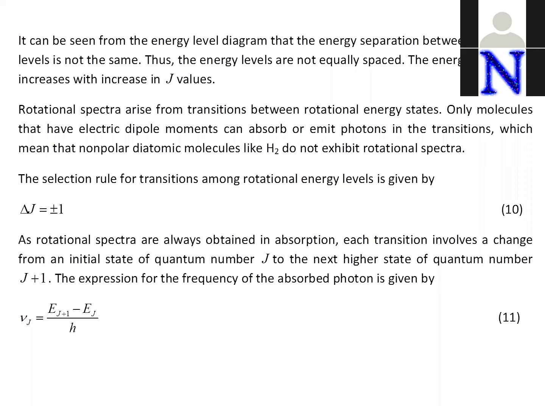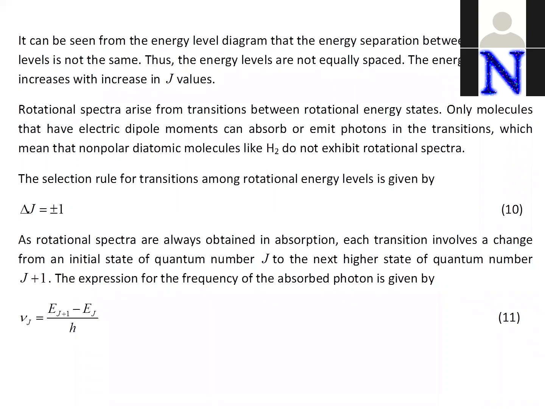Yes. See here, as rotational spectra are always obtained in absorption, each transition involves a change from an initial state of quantum number J to the next higher state with quantum number J plus 1. We are assuming that it is making a transition from a lower energy state whose quantum number is J to a higher energy state whose quantum number is J plus 1. Then the expression for the absorbed photon, because this gives an absorption spectrum.